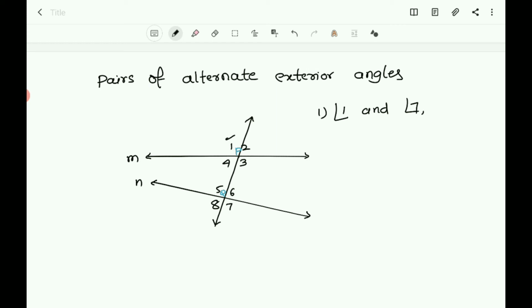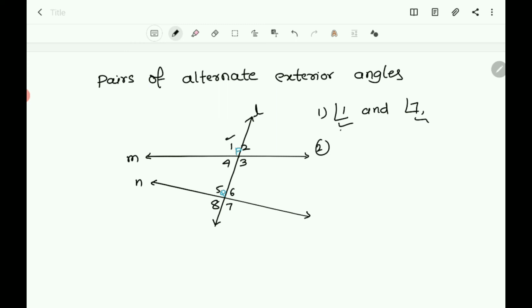What is the speciality? They are exterior angles, and they are on both sides of the transversal. If you have the transversal L here, one is above one line and the other one is below the other line. Here angle 1 and angle 7 are on either side of the transversal L, and angle 1 is above M and angle 7 is below N.